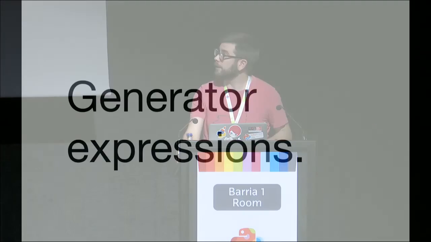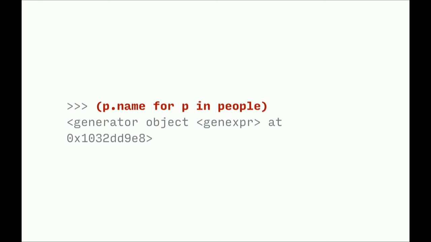So generator expressions. Generator expressions look very similar to list comprehensions, but create generators. And generators are also iterators and iterable. This is where it gets a little bit confusing. So if we change the square brackets to round brackets, we get a generator object. And we don't actually get the values out until we iterate over the generator.